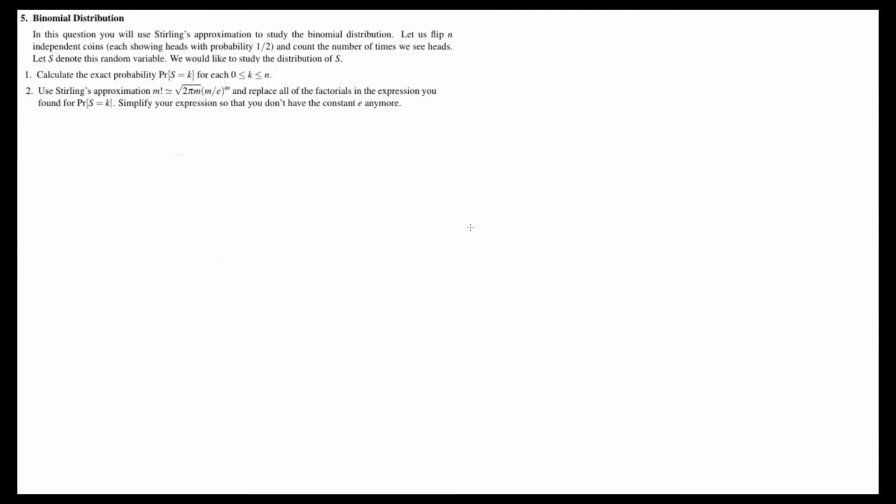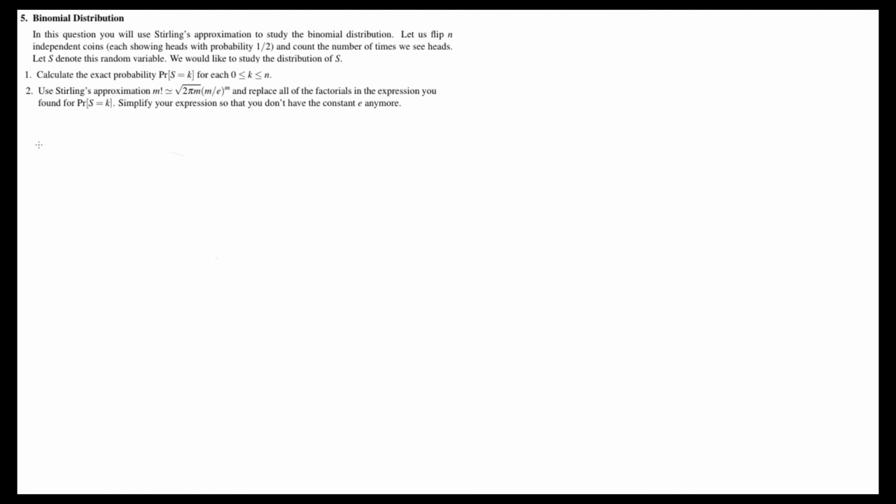So we're on question 5 on homework 13, and we're studying the binomial distribution using Stirling's approximation. What we're going to do, at least in part 3 and part 4, is choose some constant fraction of n, and see how often we get that fraction of n number of heads. We're going to try to plot graphs in terms of both n and the fraction, from 0 to 1 for the fraction and from 1 to 100 for n.